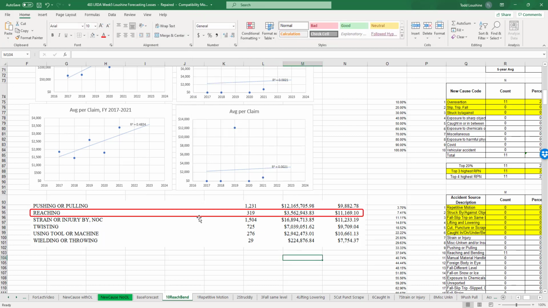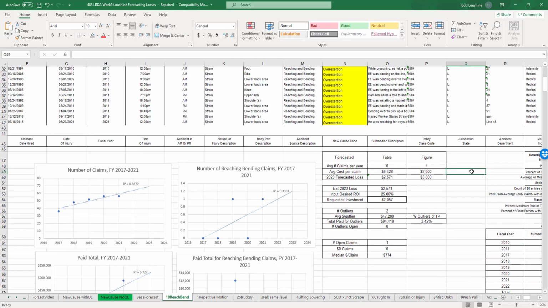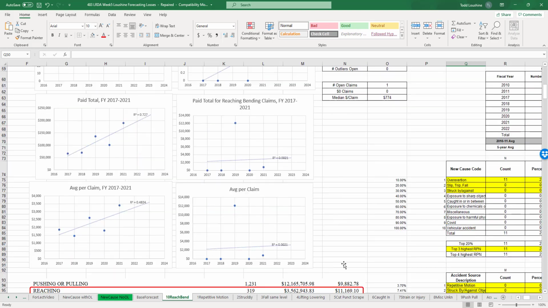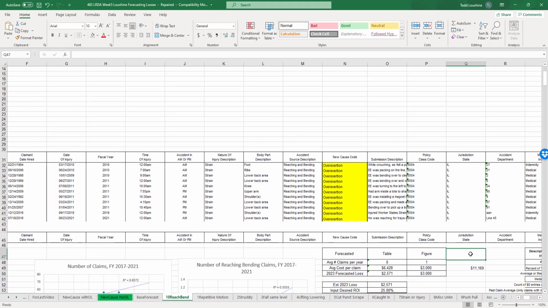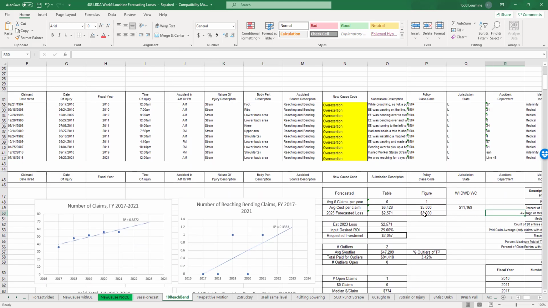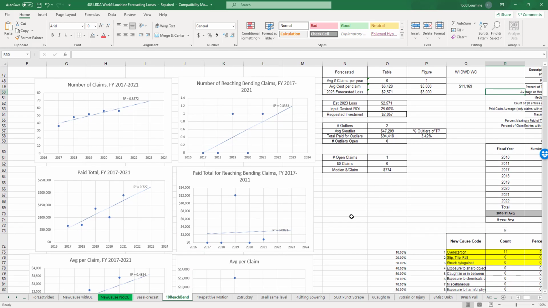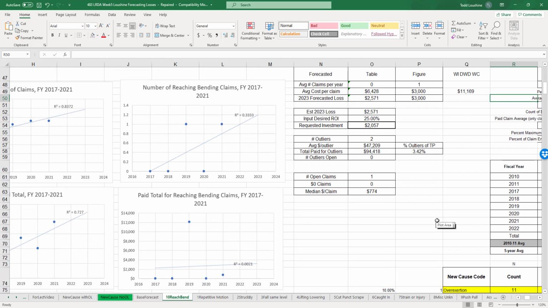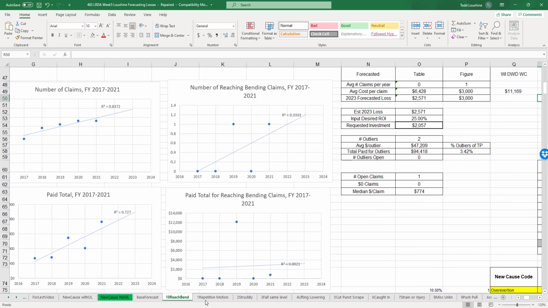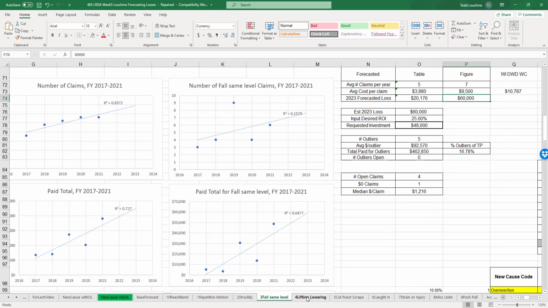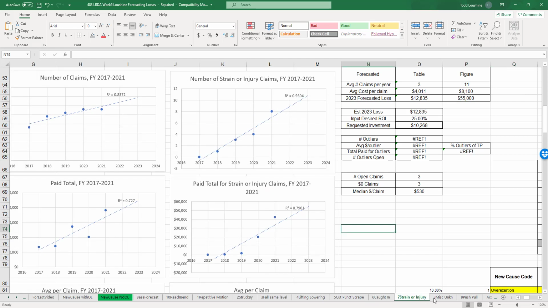Yeah. So reaching bending, average cost is $11,169. So I'll go 11,169. Is that right? Yeah. And I'll call it Wisconsin DWD Work Comp. Okay. So nothing too thrilling with this one, but interesting, right? And then I'm going to try and get it to look the same as my other one. So when I click from thing to thing, you see I can kind of just look at it and see how it's created. So, okay, I still have to add that one.